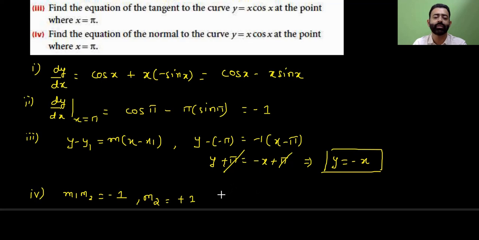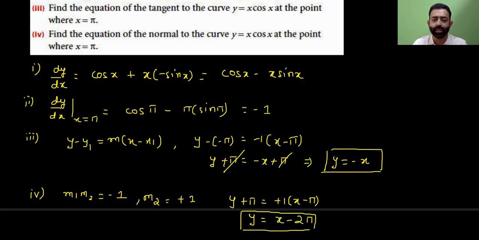So now here you have the slope, you have the point. Easily again you can find out the equation of normal, which is y minus y1. So y plus pi is equal to, this time slope is plus 1, x minus pi. So y is equal to x minus 2 pi is your equation of the normal.